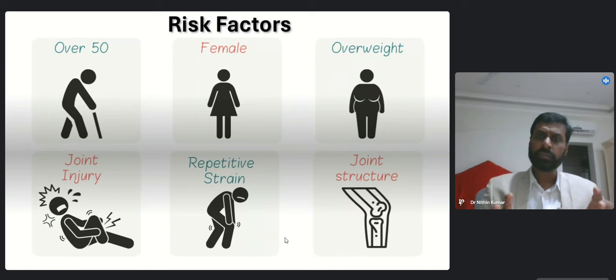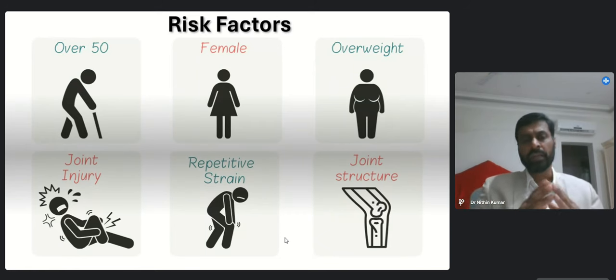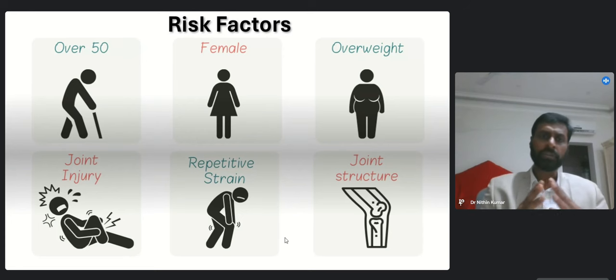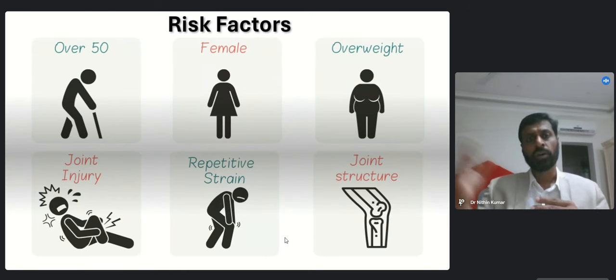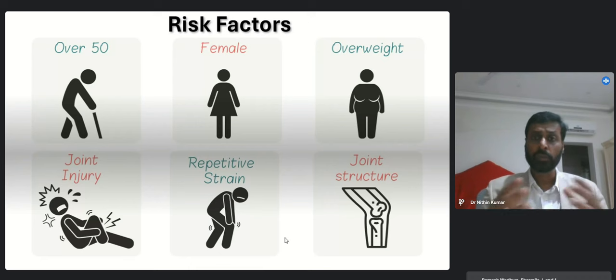Okay, so we need to recognize who is at risk. Now, anybody who is over 50, it says over 50 here, but I would say anybody who is over 40 needs to start thinking about protecting your knee joint for the long run. Most of us now are living beyond 80 years, because of the innovations in the medical field or because of a healthier lifestyle, I don't know. But your joints have to support you, and hence you have to protect your joints.